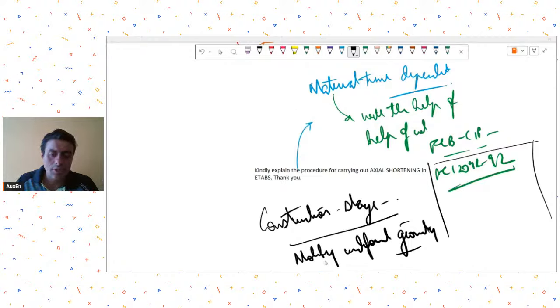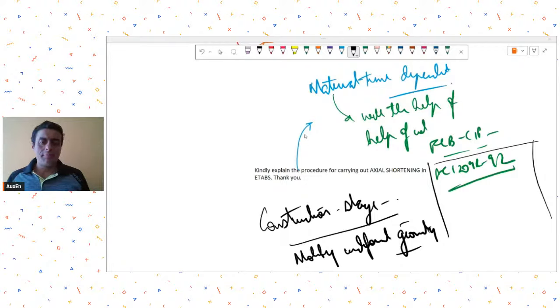See, this axial shortening generally is not critical for a 100-150 meter building, or even 200 meters. When you go beyond 300 meters, 350 meters, 400 meters, then axial shortening will start to get critical. Otherwise, in 150-200 meter buildings, that means 40-50 story buildings or even 60-story buildings, axial shortening might not be such a critical issue.